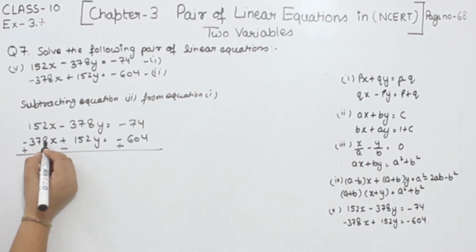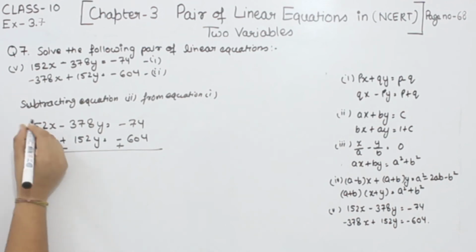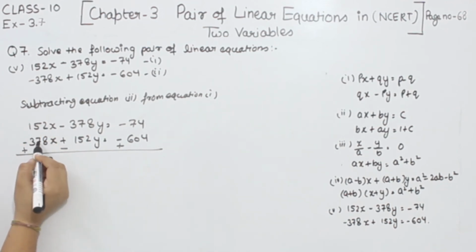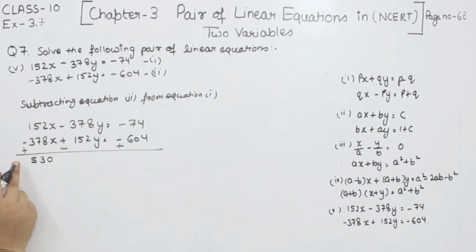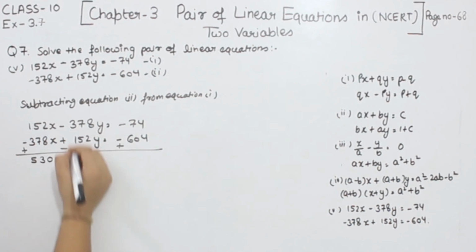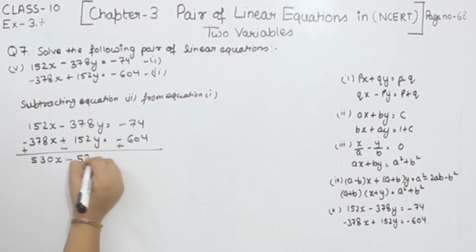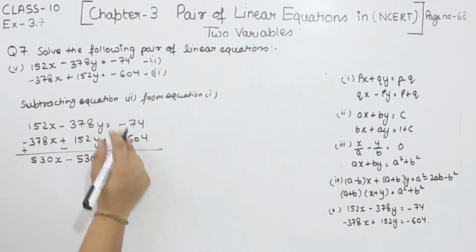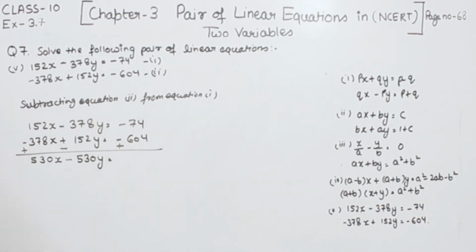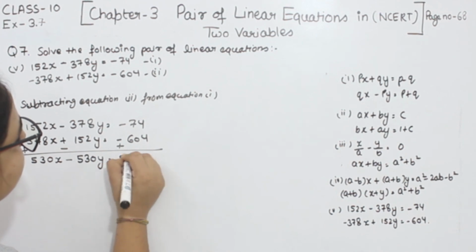Here we have 8 and 2, 10, carry 1. 6 and 6, 12, and 1 is 13, carry 1. 4 and 1, 5. So this is 530x. Minus and minus gives plus, and the sign remains negative, so we add them. This one is also 530y. Now we have plus minus minus, so we subtract: 604 minus 74 is 530. This one is positive.